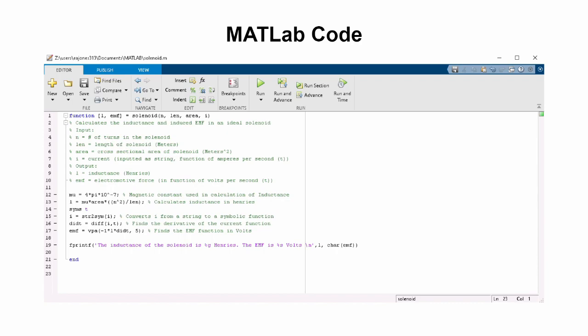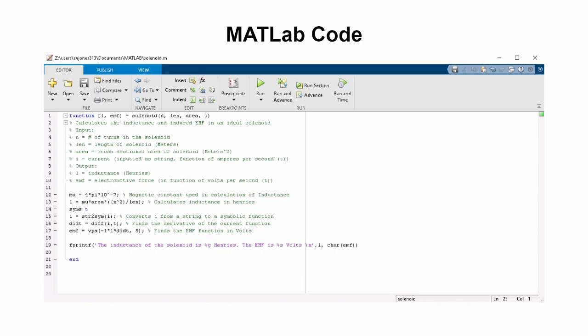So here is the code for the MATLAB function that solves it for you. As you can see, this function takes 4 inputs: n, which is equal to the number of turns in the solenoid; length, which is equal to the length of the solenoid in meters; area, which is equal to the cross-sectional area of the solenoid in meters squared; and I, which is equal to the current. It should be noted here that I is inputted as a string of the current equation, where t is the variable. This function then gives 2 outputs.